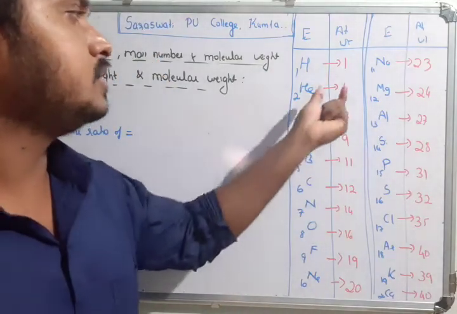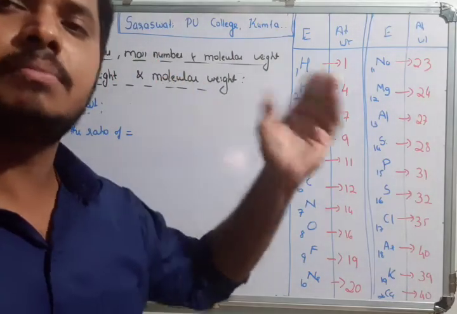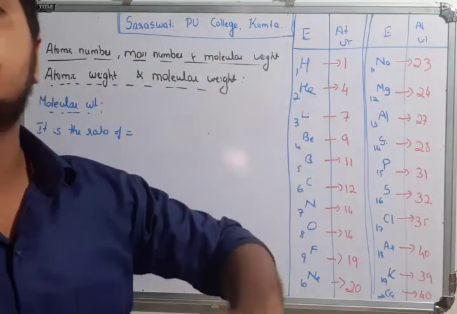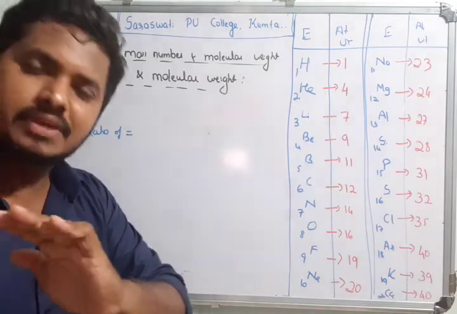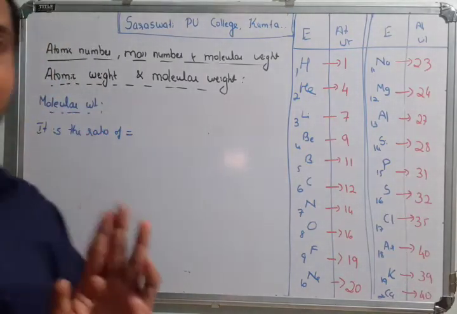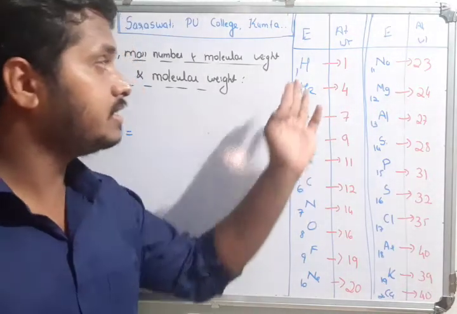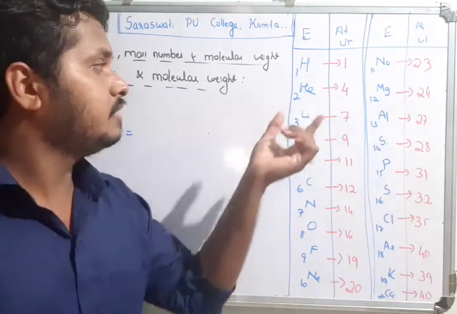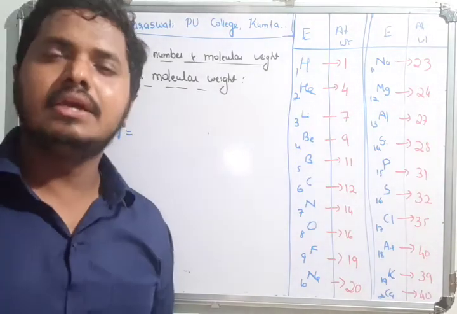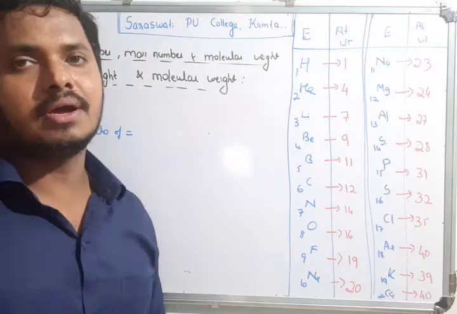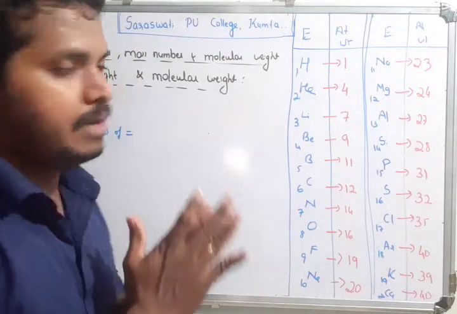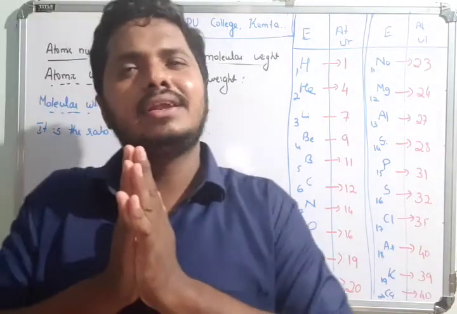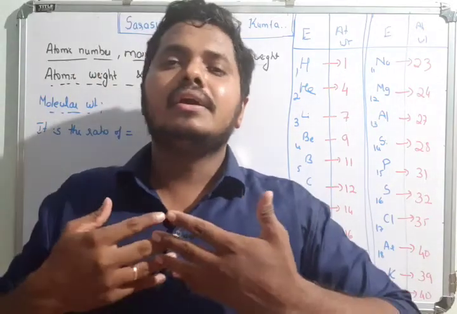But all the other values will be different from 1. Why? Because they will be heavier, as they contain more protons and neutrons compared to hydrogen. Hydrogen has only one proton. It does not even contain a neutron. That's the only element in the periodic table which does not contain any neutron. Got it? For example, helium is 4. What does it indicate? Helium is 4 times heavier compared to the mass of hydrogen.